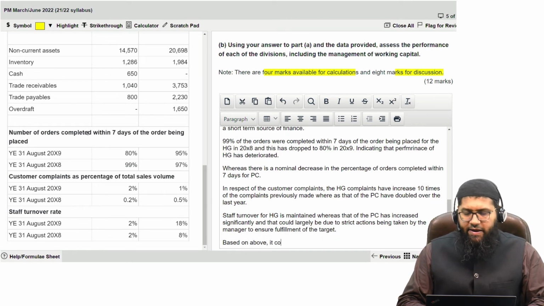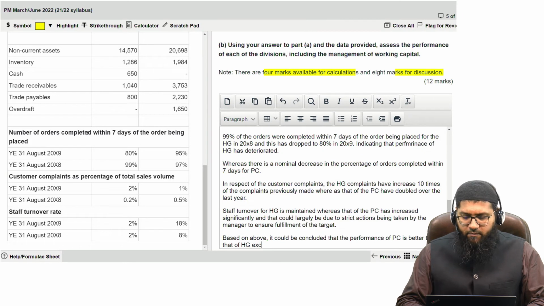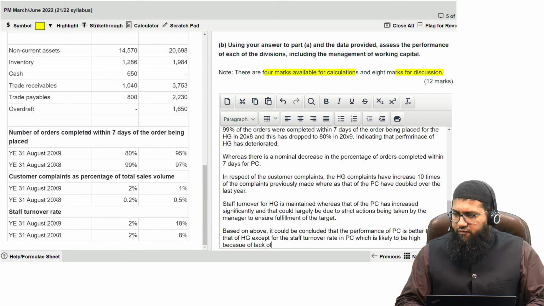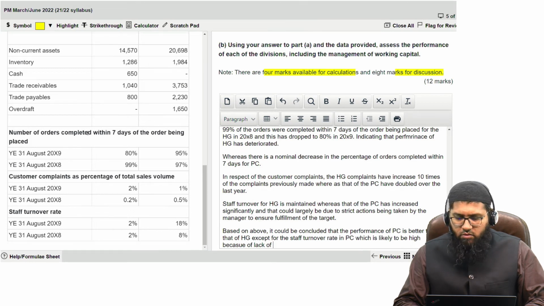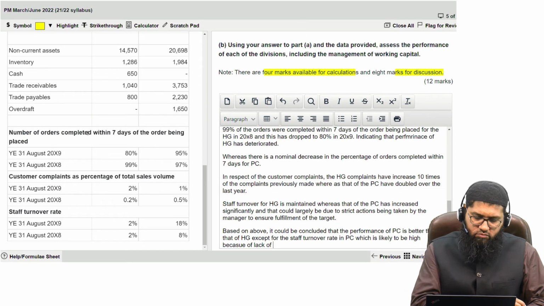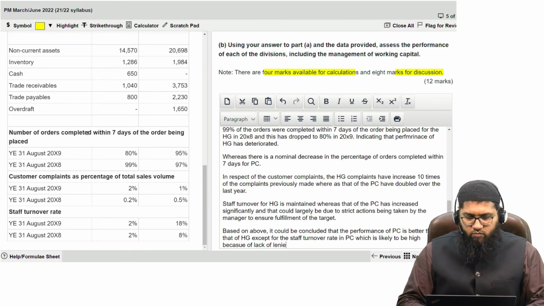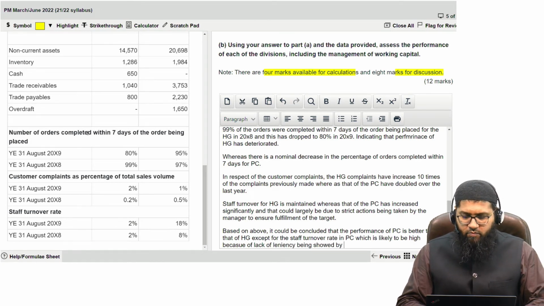Based on the above, it could be concluded that the performance of PC is better than that of HG, except for the staff turnover rate in PC, which is likely to be high because of the lack of leniency being shown by the management.